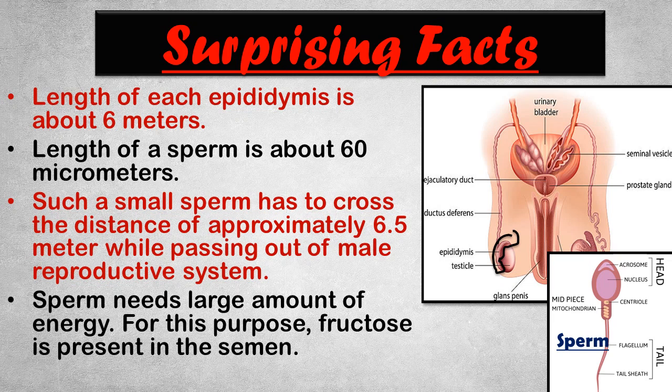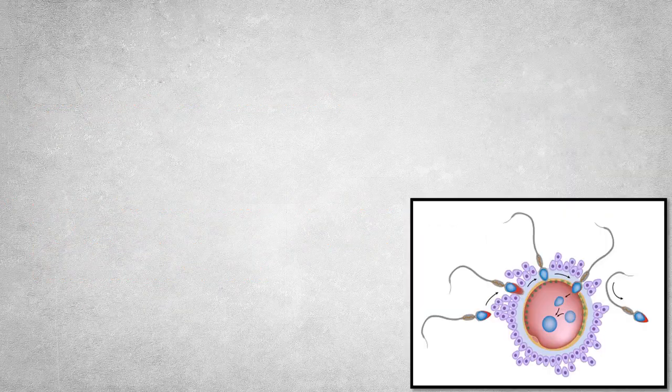So students, after ejaculation, sperm acquire more energy. Why? Because the sperm cells have to move towards the egg cell in order to fertilize it. That is why sperm require more energy, and this is provided by the semen, which contains fructose. Sperm use this as a fuel.